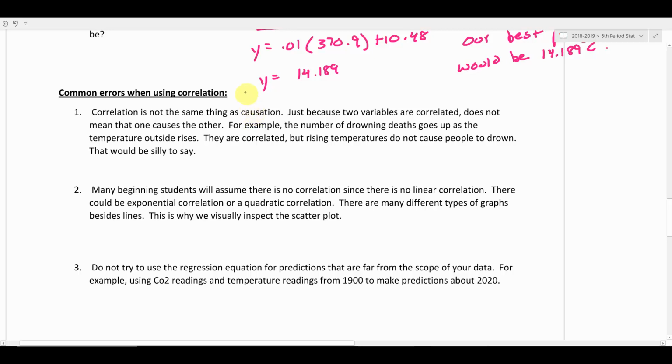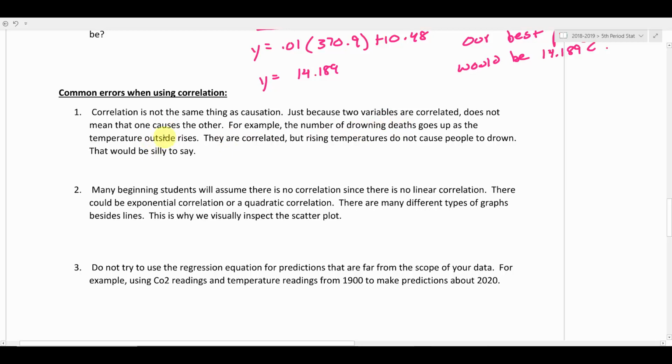A good example of this is to think about the number of drowning deaths and temperatures outside. Okay, so you'll notice if you ever look at the data between drowning deaths and temperatures, is that the drowning deaths go up as the temperature outside rises.